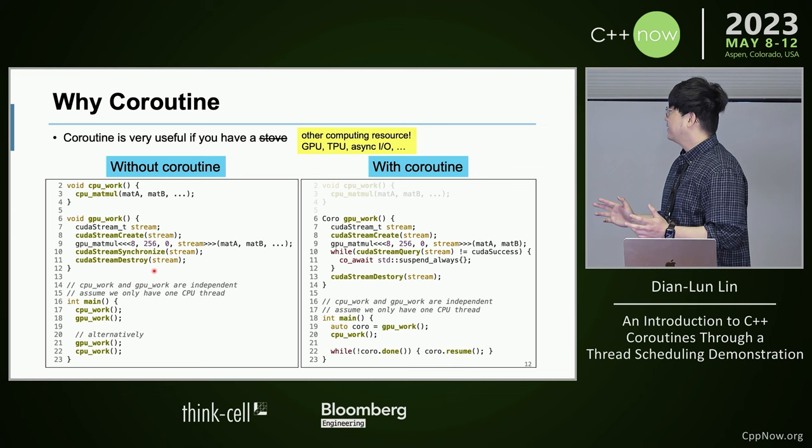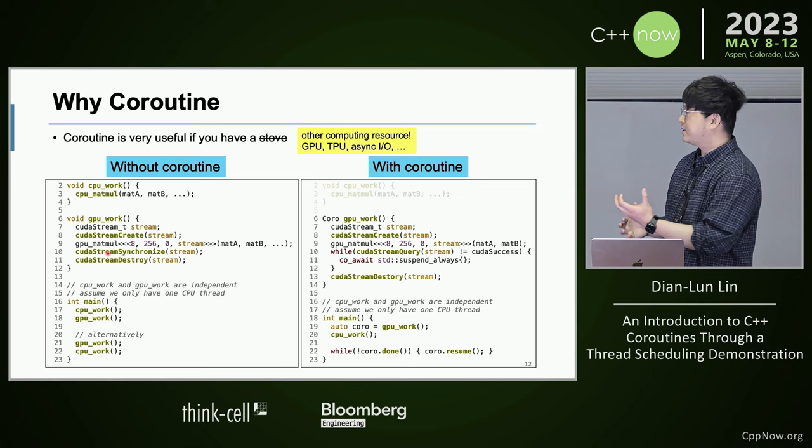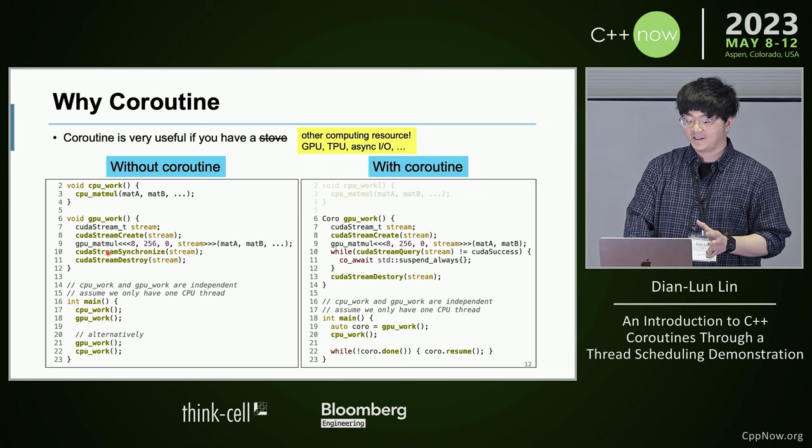Another point of view is that without coroutine, it's much less expressive because you always need to split the function into two tasks. With coroutine, everything is together. This is a GPU work, and this is the task. It's much more expressive.